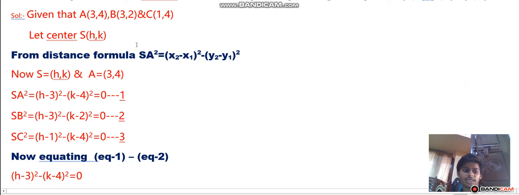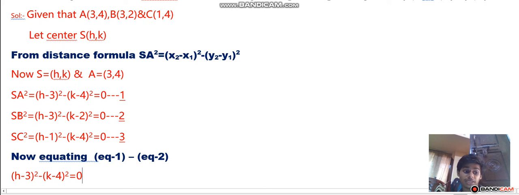Now, S is (h, k) and A is (3, 4). We will take h as x2 and k as y2, then 3 is x1 and 4 is y1. Now SA square is (h minus 3) whole square plus (k minus 4) whole square is equal to 0. This is the first equation we get.